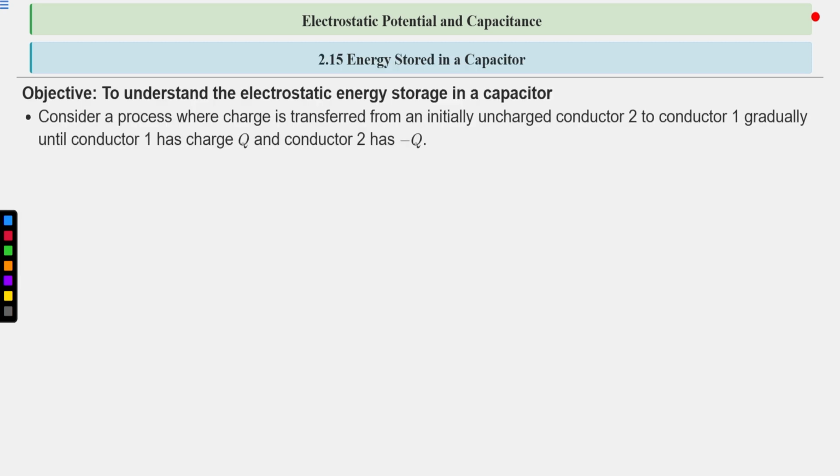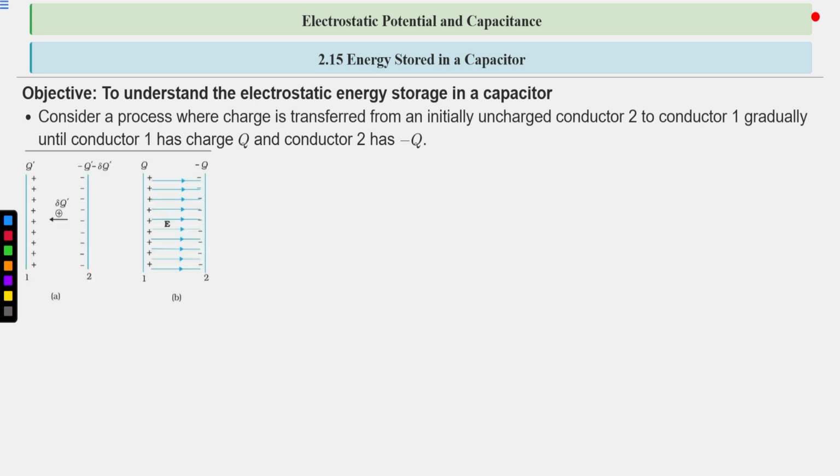Okay. Consider a process. So now the topic is energy stored in the capacitor. Consider a process where charge is transferred from an initially uncharged conductor 2 to conductor 1 gradually until conductor 1 has charge Q and conductor 2 has charge minus Q. So this is the diagram.